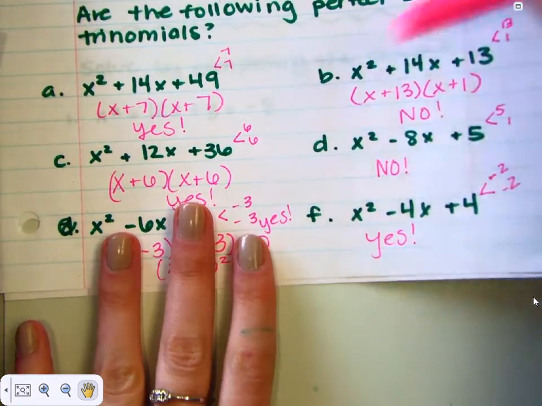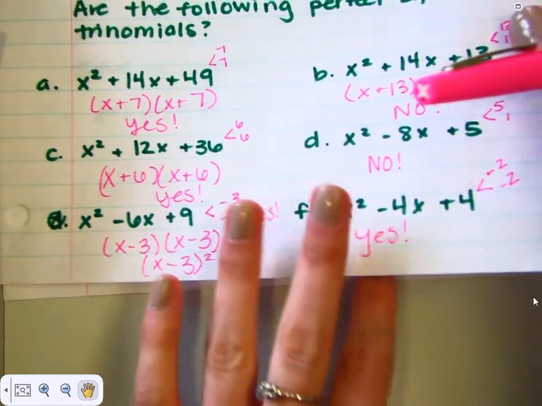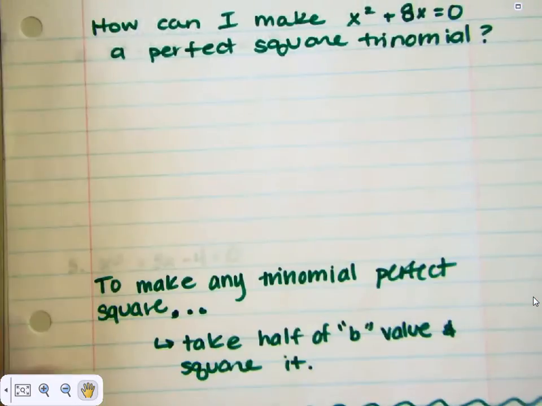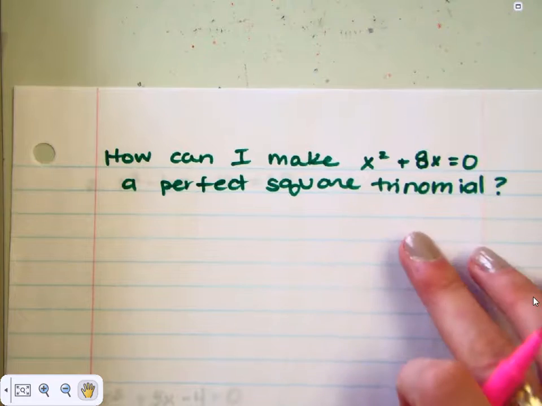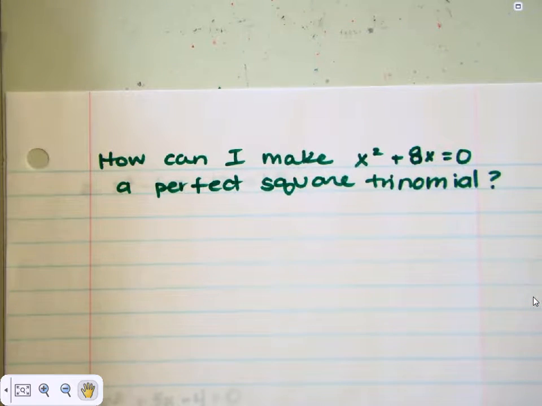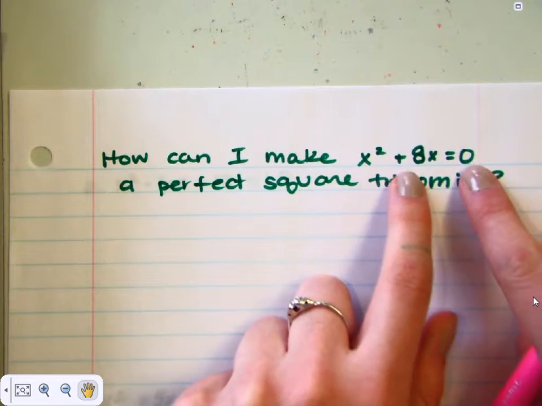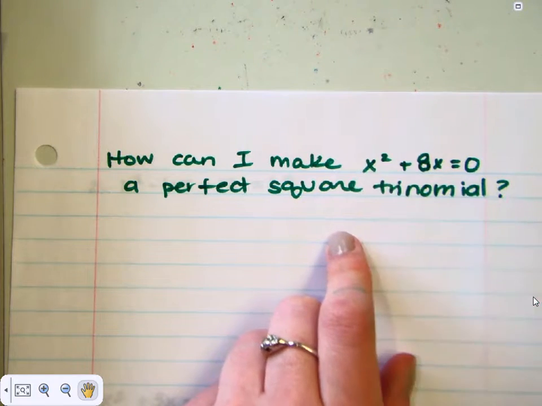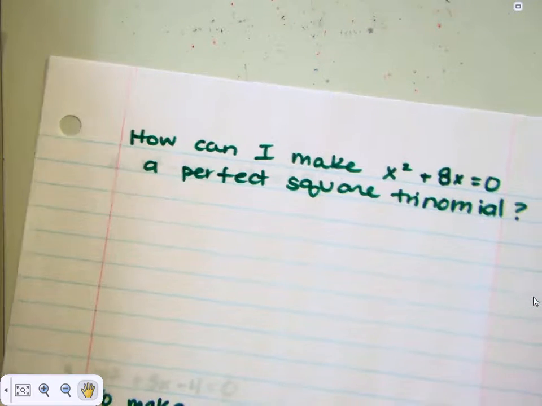That's all leading up so we can solve by completing the square. So if you keep going, how can I make this a perfect square? Pause the video and see if you can figure out what I might have to add to both sides so that way this side here is a perfect square trinomial.